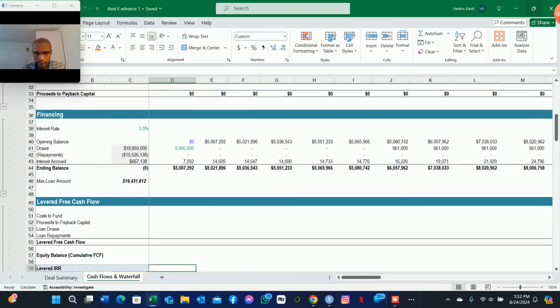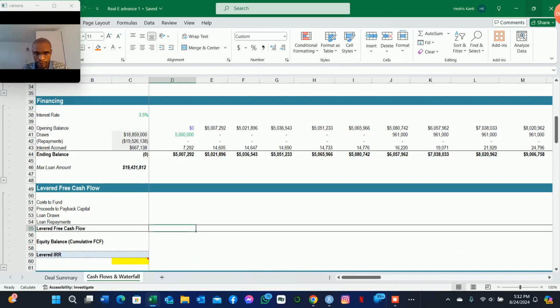We're now ready to build up this section of our waterfall. So, here on this cash flow waterfall schedule, we have the levered free cash flow. We want to account for deposits to pay back capital, the cost to fund, which will lead us to the levered free cash flow to the equity holders.